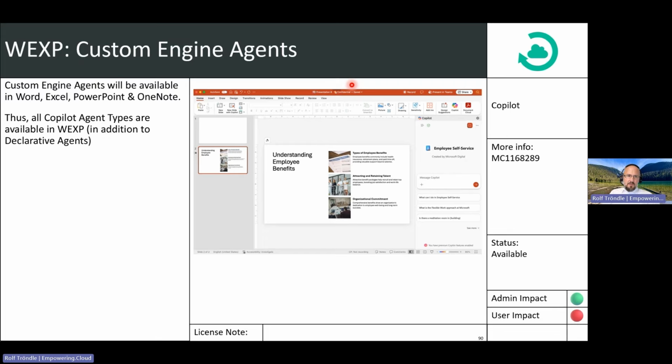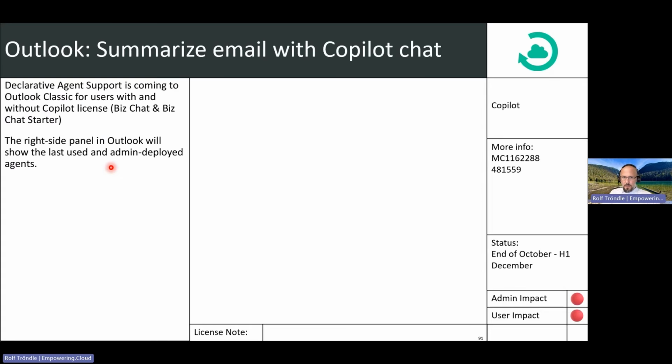Word, Excel, PowerPoint, and OneNote will have support for custom engine agent. So now all Copilot agent types are available in Word, Excel, PowerPoint, in addition to declarative agents.